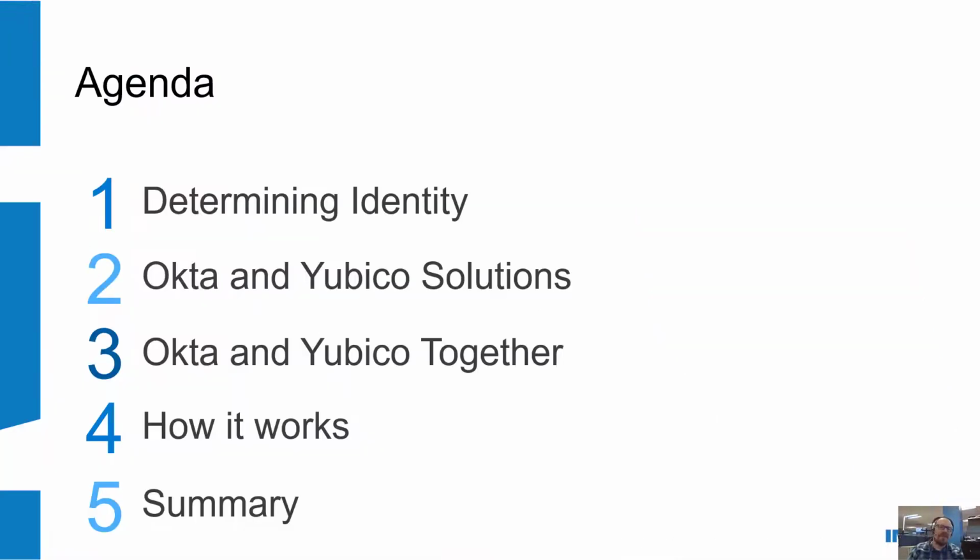First, we're going to talk about determining identity. We're going to be looking at NIST's opinion of what it is to determine identity. We're going to talk about the Okta and the Yubico solutions separately. Then we're going to talk about them together. I'm going to give you a brief overview of how it works from an end user perspective, and then a summary of everything we talked about.